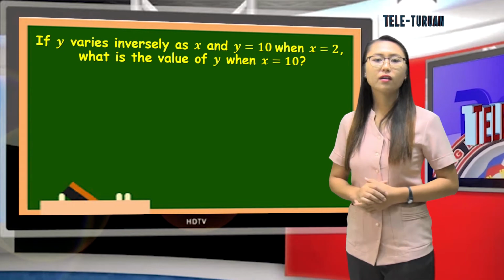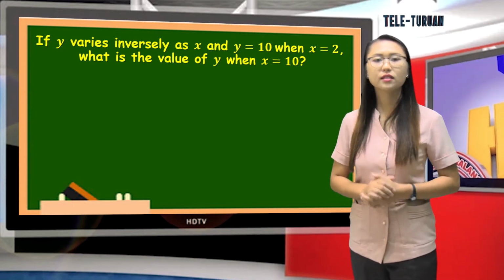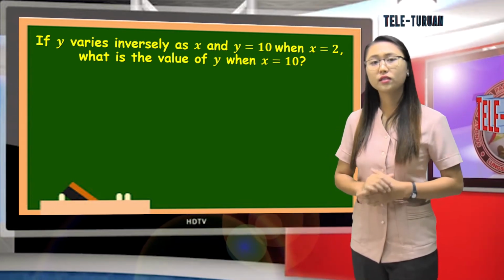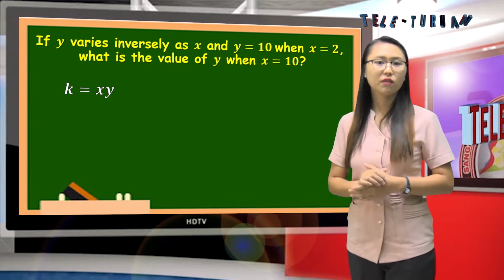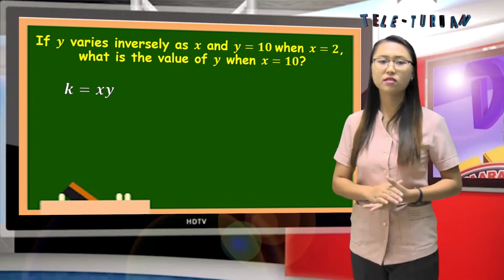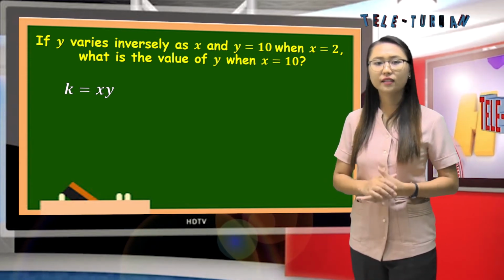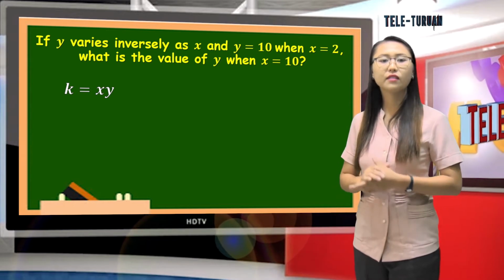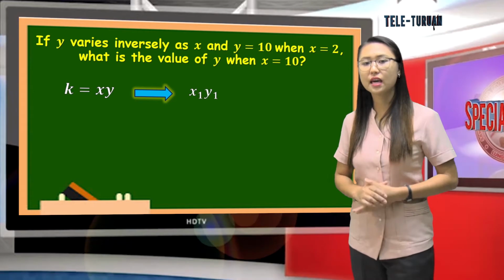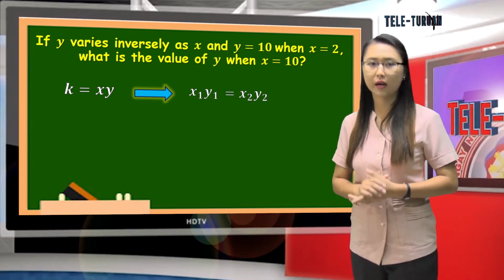There is another way to solve this problem. This time, we will use the constant of variation. We already know that we can use k is equal to xy to solve for the constant of variation, and this is the same or equal for all values of x and y. The product of the first values of x and y is equal to the product of the second values of x and y. By that, we can say that x sub 1 y sub 1 is equal to x sub 2 y sub 2.